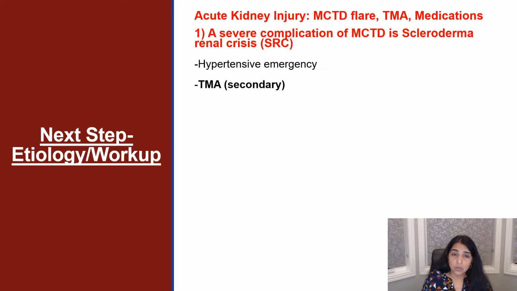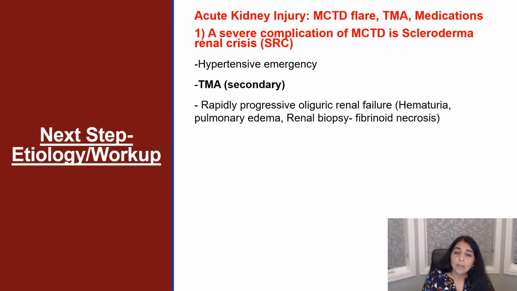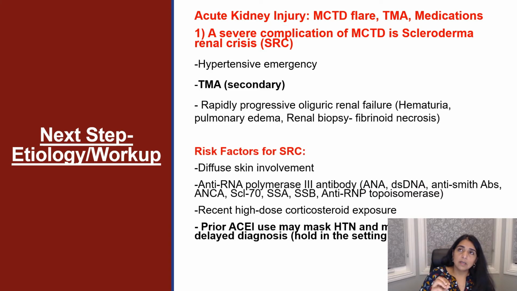It is thought to be secondary to this underlying autoimmune disease. These patients often have rapidly progressive kidney failure. They're oliguric, they present with hematuria, pulmonary edema, and if you did a biopsy in these patients, it would show fibrinoid necrosis. However, there are certain established risk factors for SRC. These include diffuse skin involvement, and of all the multiple different autoantibodies that these patients harbor because of their underlying autoimmune disease, anti-RNA polymerase 3 antibody is most classically associated with scleroderma renal crisis.